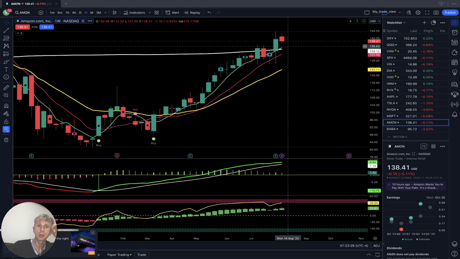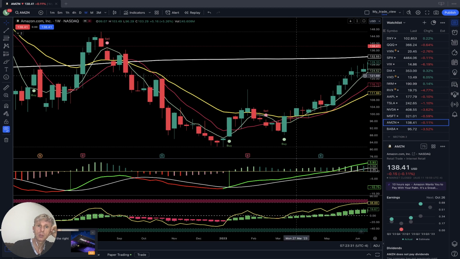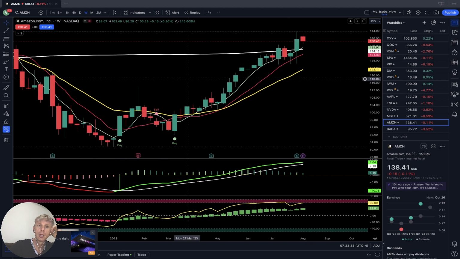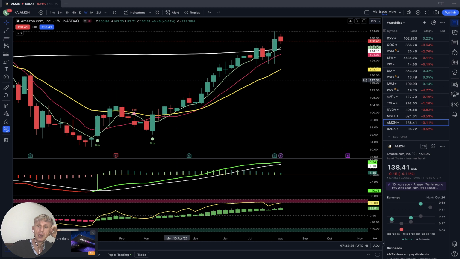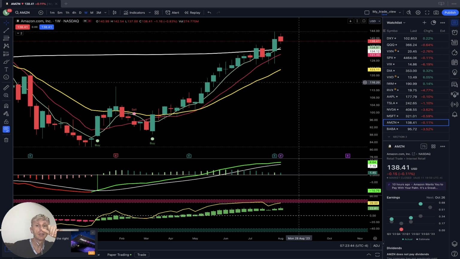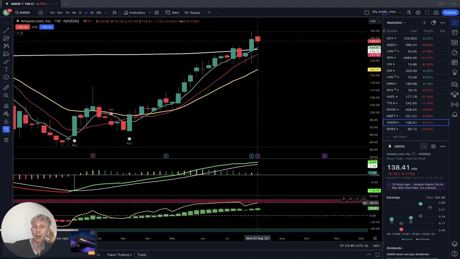But I would say Amazon is the most powerful, the most bullish stock from the mega 8 stocks. Because you see, all moving averages 5, 10 and 20, they all uptrend. It is a powerful bullish trend. At the same time, RSI in overbought territory. It definitely can be correction.